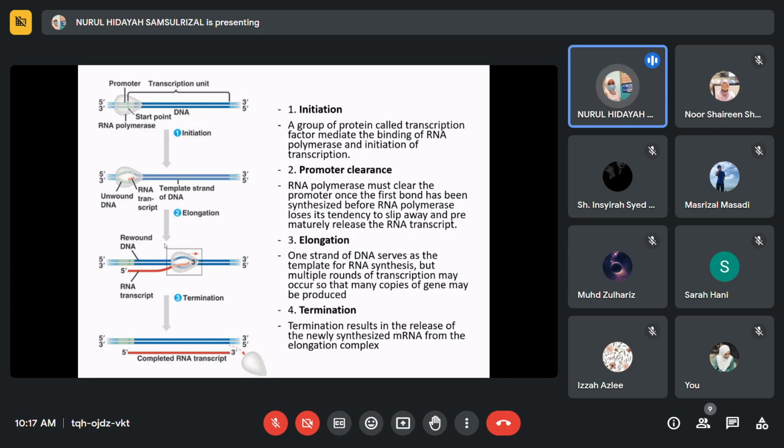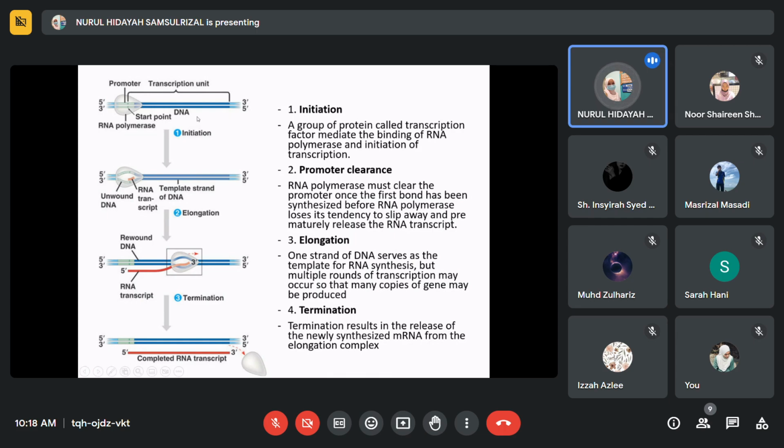The strand of DNA serve as the template for RNA synthesis. Multiple rounds of transcription may occur so that many copies of the gene may be produced. So dia boleh jadi banyak proses transcription ni, mungkin sebab dia daripada genes yang sama, tapi dia tengok kepada exon tu yang mana yang dia akan synthesize. So this is elongation, and termination is the release of the newly synthesized mRNA from the elongation complex. Then you got your RNA yang dah ditranscribekan. So macam itulah proses dia.